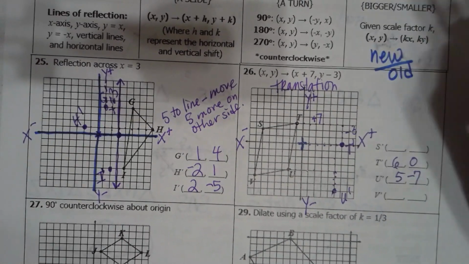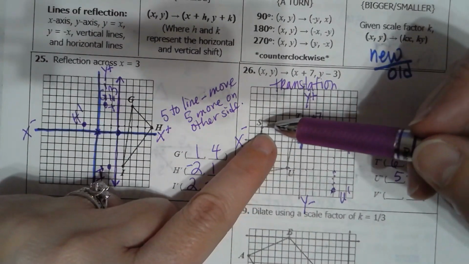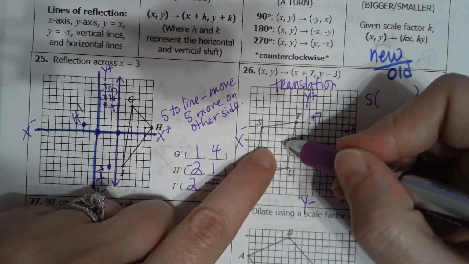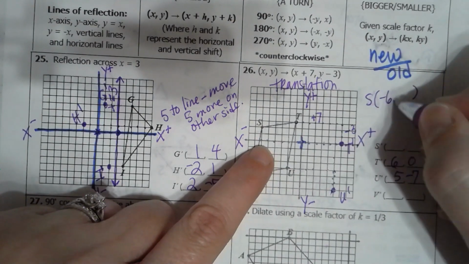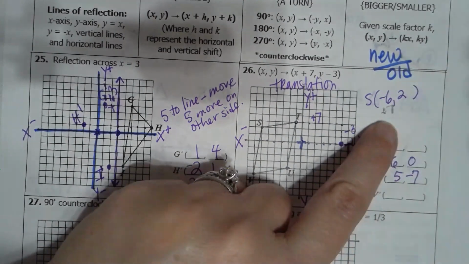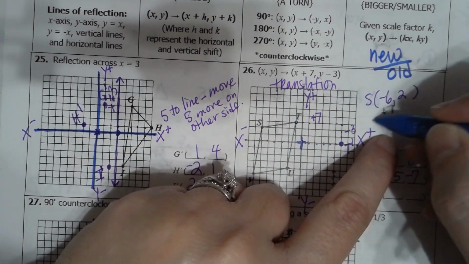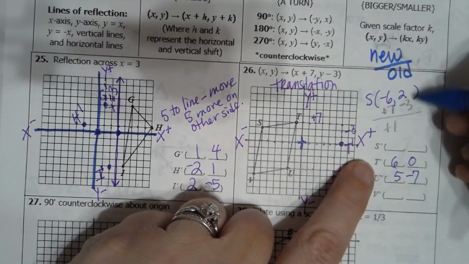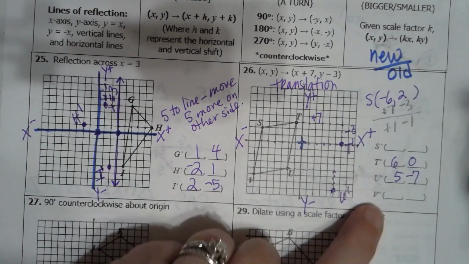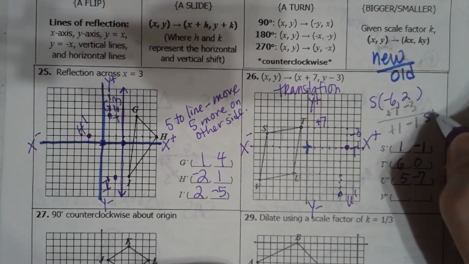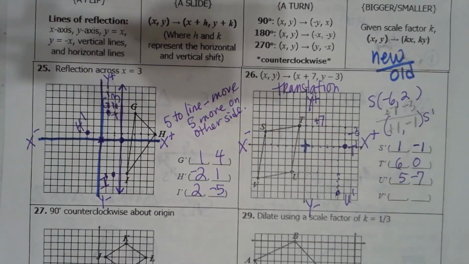Okay. Well, actually, let me take that back. The other way you could do that is you could just take your point S and say S is at 1, 2, 3, 4, 5, 6, negative 6, 2. And now you're going to add 7 to your x's. Negative 6 plus 7 makes positive 1. And you're going to take away 3 from your y value. 2 take away 3 is negative 1. So S prime would be positive 1, negative 1. This would be your point for S prime. You could do it that way if you wanted to, instead of using the grid.